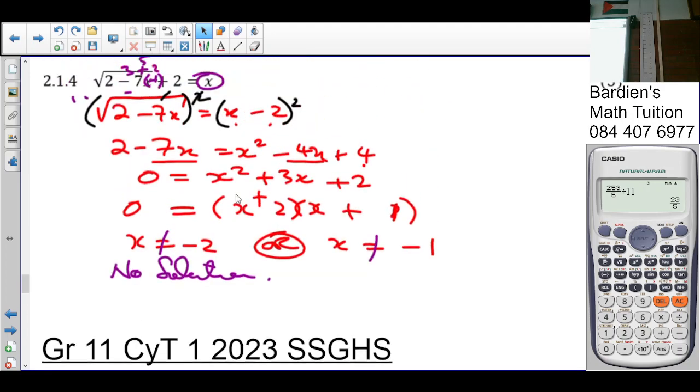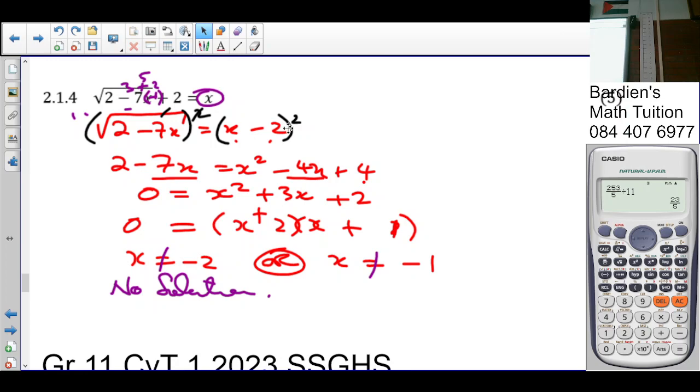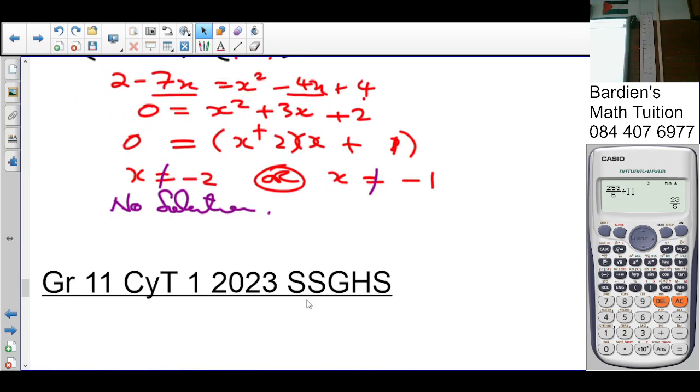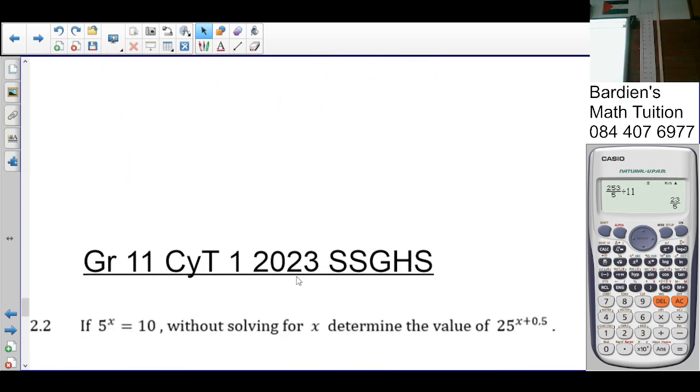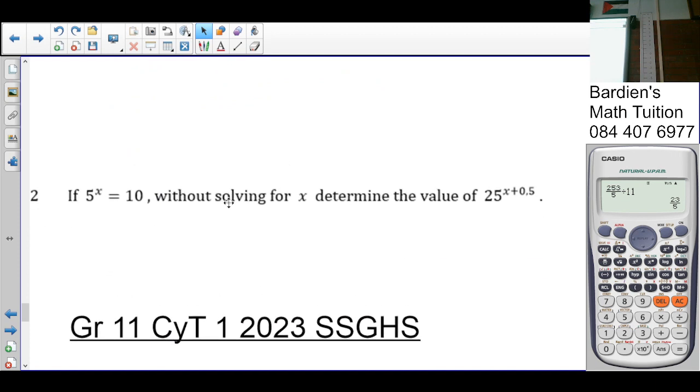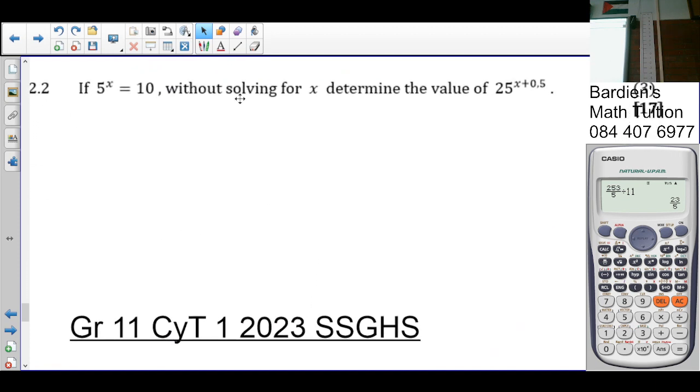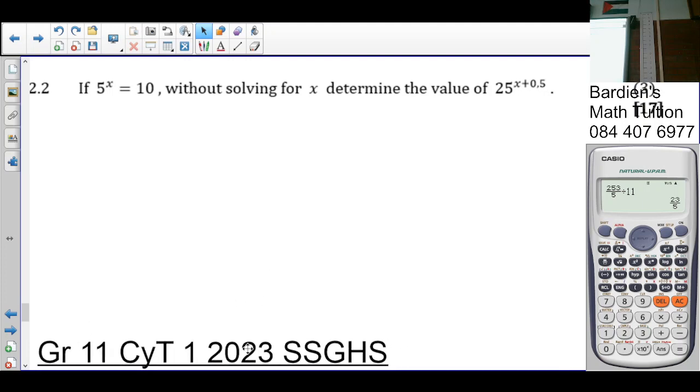Remember, there's going to be times where both are solutions, where one is a solution, and this is the case where none, of course, is the solution. 2.2 is where you lost all 3 marks. This is the only point you lost the mark.